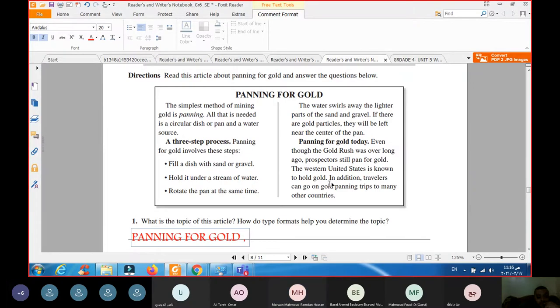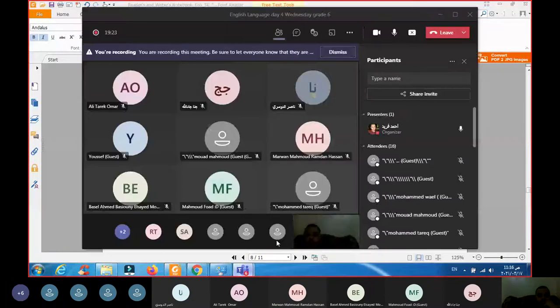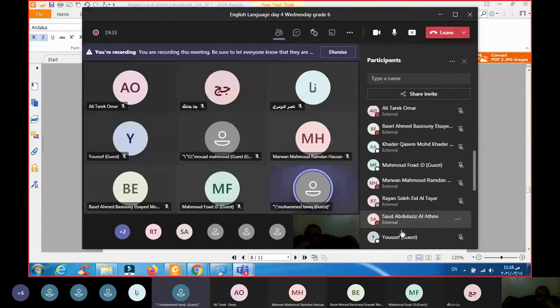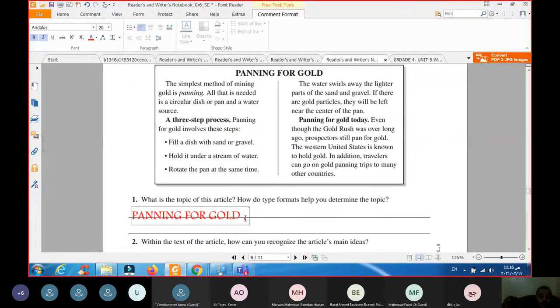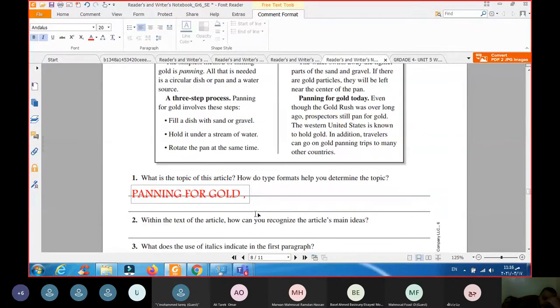Okay. So, the first one: what is the topic of the article, Jet? What is the topic of the article? Jet, go on. Yes, Muhammad. What is the topic of the article? Panning for gold. Yeah, panning for gold. How does type format help you determine the topic?